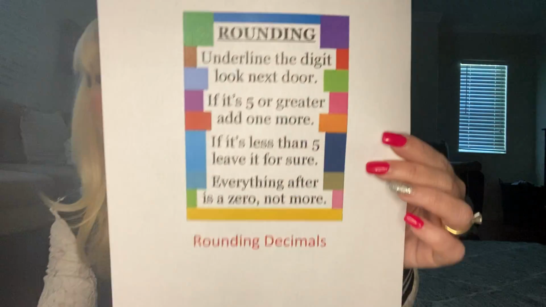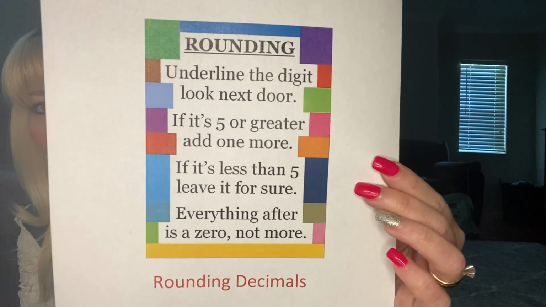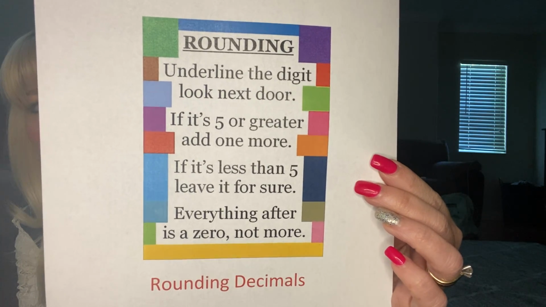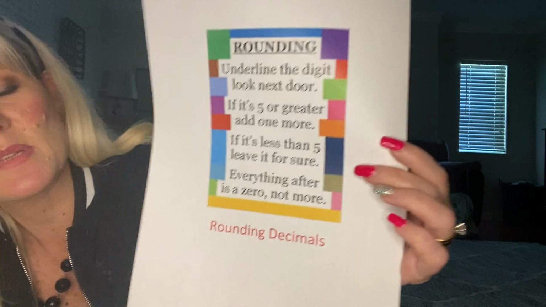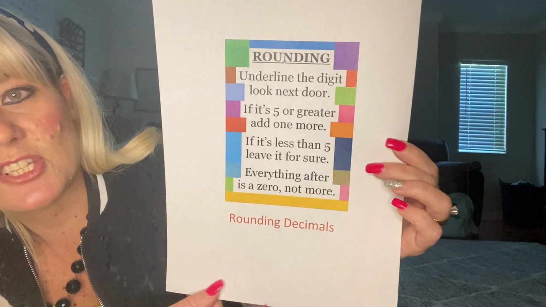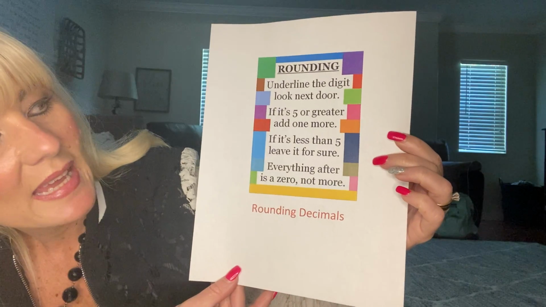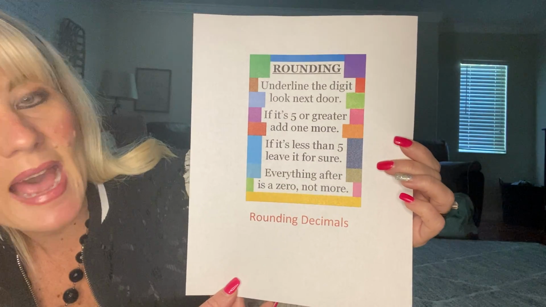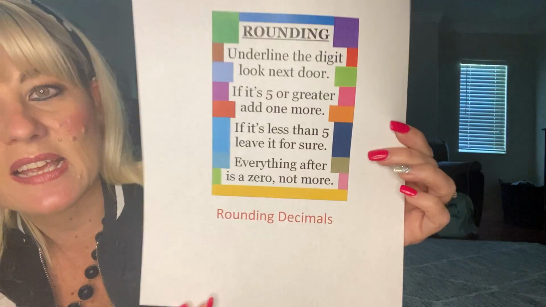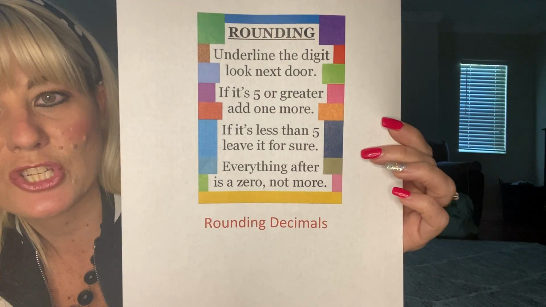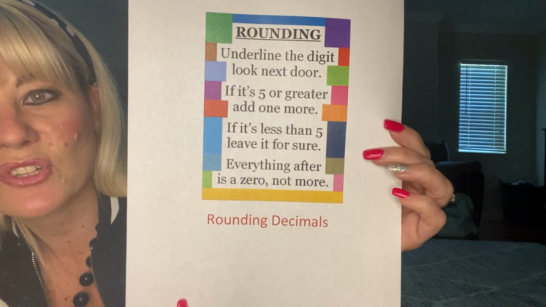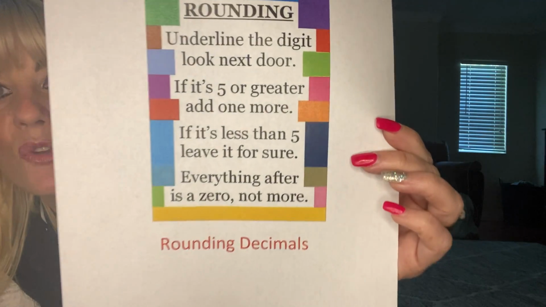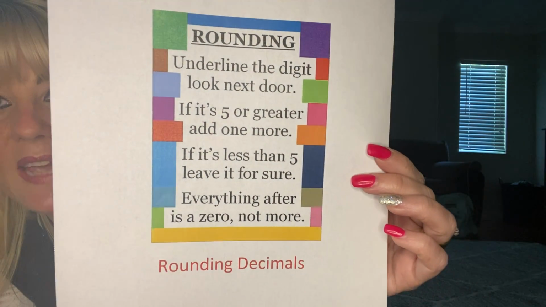This is the last thing, number 5, the fifth most important thing that you have to know about decimals: how to round decimals. Here's a little poem to help you. It says, let me see if I can, underline the digit, look next door. If it's 5 or greater, add 1 more. If it's less than 5, leave it for sure. Everything after is a 0, not more. If you want to look at this poem again, it's how to round.